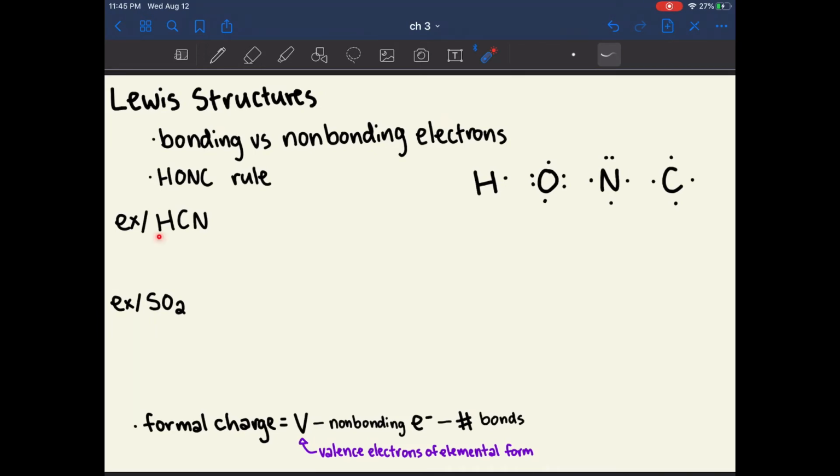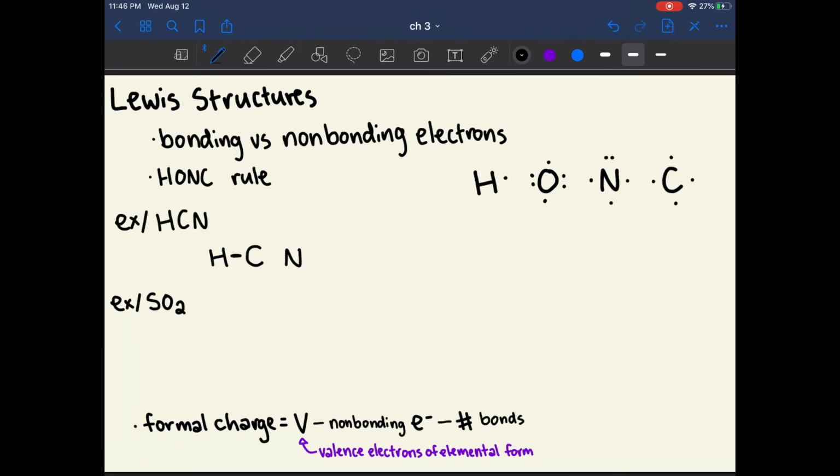And so, for example, here I have HCN, and we're going to draw the Lewis structure of this. So following the HONC rule, the carbon should be at the center of this molecule. And hydrogen is on one side and nitrogen is on the other side, and it doesn't really matter which side either of them are on. So then we count the valence electrons in each atom. So carbon has 4 valence electrons, nitrogen has 5, and hydrogen has 1. So this makes 10 valence electrons total. And so we're going to try to fill this in to fit the octet rule as best as possible.